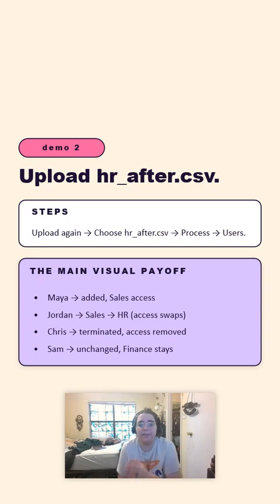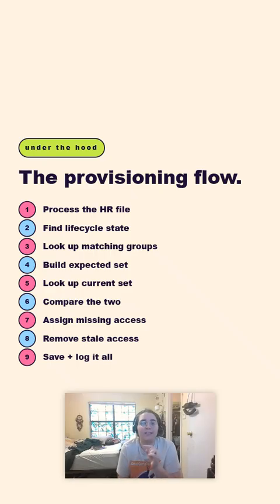It is the same kind of thing real IAM systems do every day, but at a much smaller scale. So let's break down how the app actually pulled all of that off. Behind the scenes, the app follows the same 9 steps every time you upload a file. It reads the file, it matches the people by employee ID, it checks what each person should have based on the rules, and then it checks that they actually have it in the database. Once it compares the two lists, it can add anything that's missing and remove anything that shouldn't be there. Once those two things occur, it'll save the state and then write everything that was changed down in the log so that you have a record of what happened.